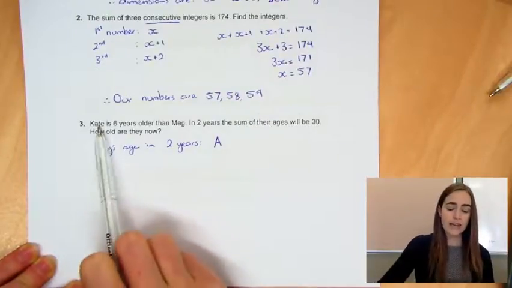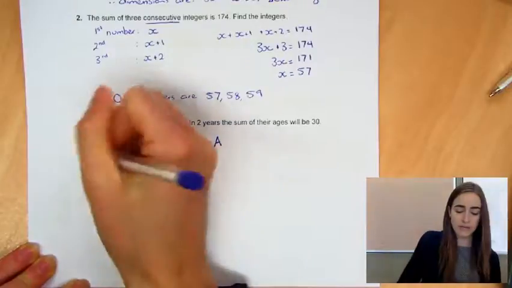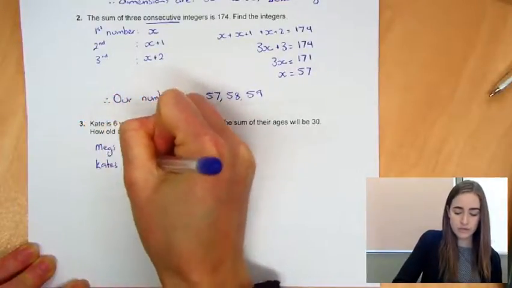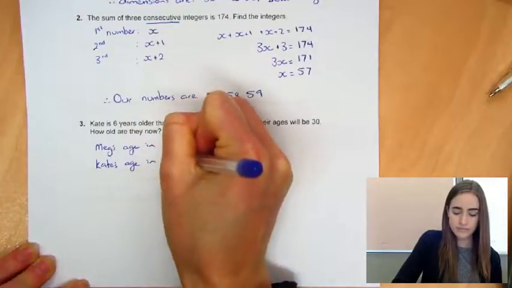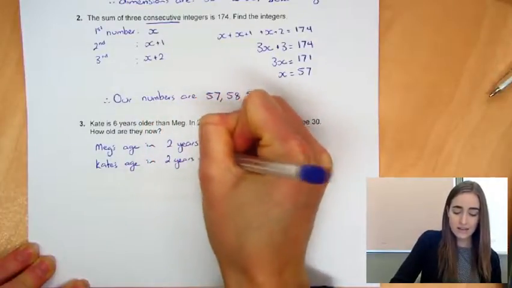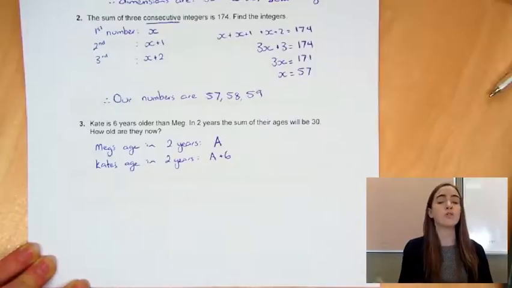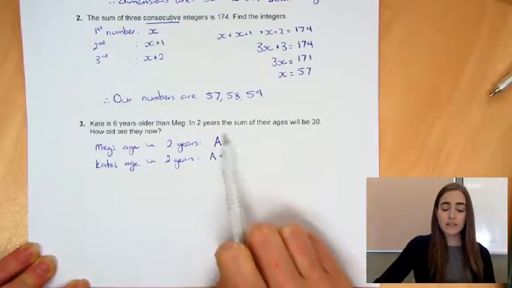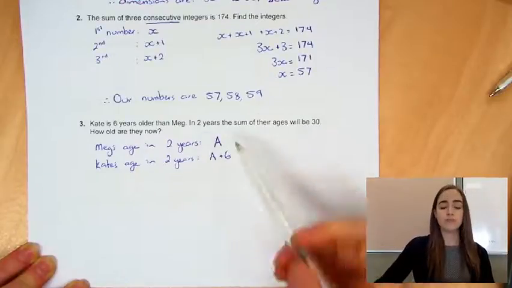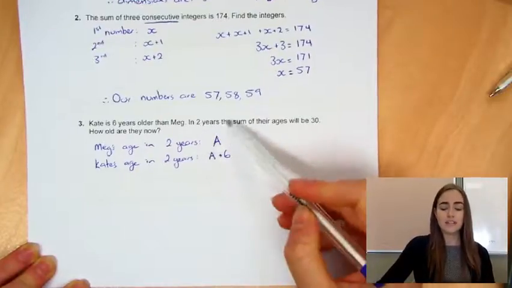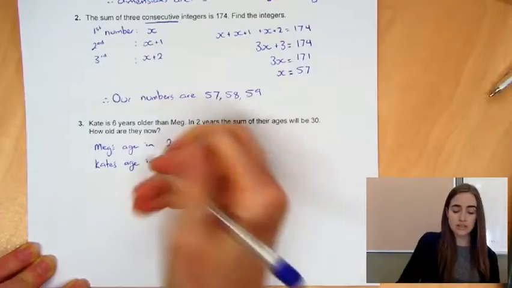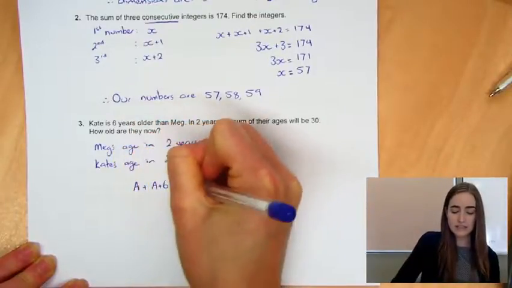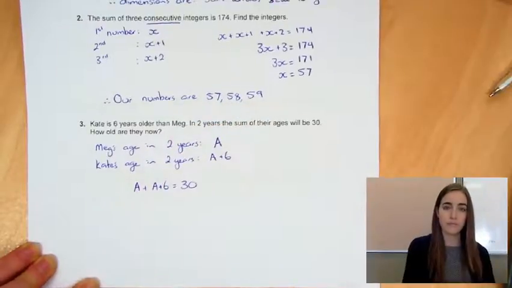We're also told that Kate is 6 years older than Meg. So that means that Kate's age in 2 years will be A plus 6. So however old Meg is plus 6 years. And we know that in those 2 years, so 2 years from now, when they're this age, the sum of their ages will be 30. So that means we've got A plus A plus 6 is equal to 30.